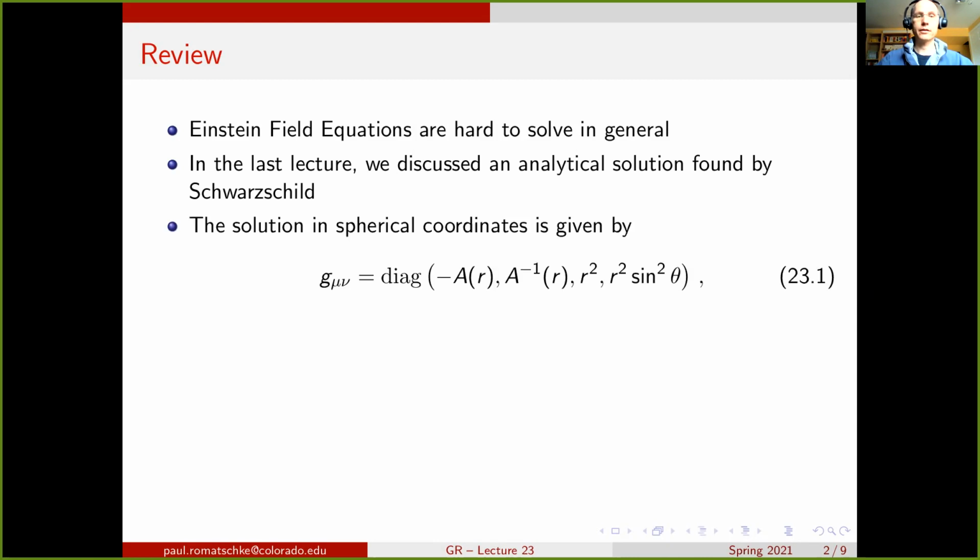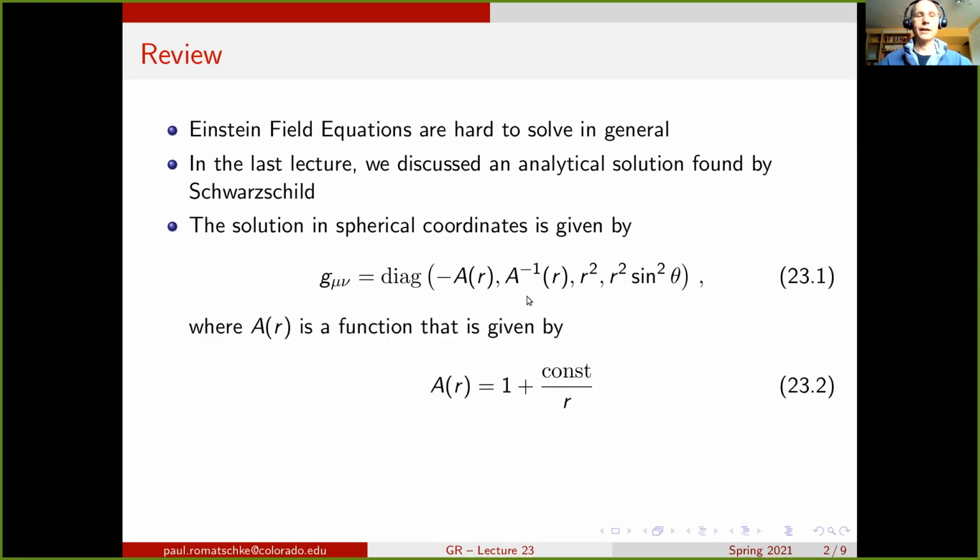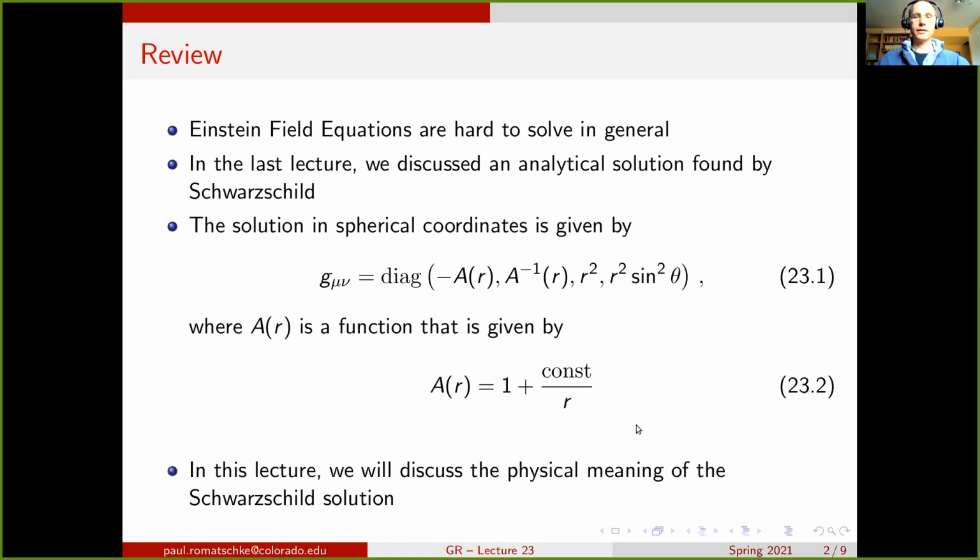The solution is written in spherical coordinates, and it's given by the metric tensor being a diagonal matrix that involves a part that looks like the Minkowski space metric tensor and a part that involves a function A of r, where A of r is given by 1 plus a constant divided by r. In this lecture, I want to discuss the physical meaning of the Schwarzschild solution.